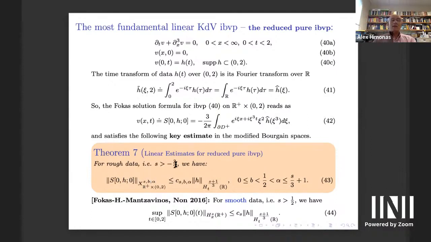And we do actually for better, not -3/4, but bigger than -3/2. And of course, the beta here is the first time you will see you cannot do it if beta is bigger than 1/2. It has to be smaller than 1/2, and you get help from alpha. And we have this: the solution to this reduced pure IBVP problem in the restricted modified Bourgain norm is smaller than the usual norm of the data.